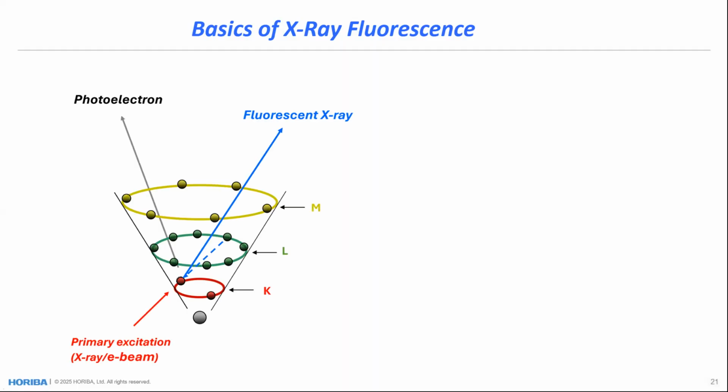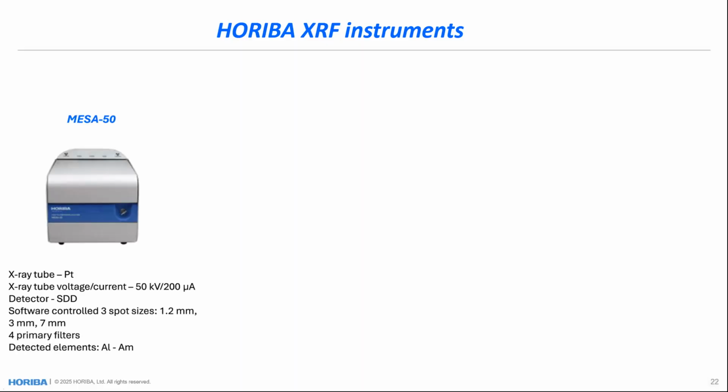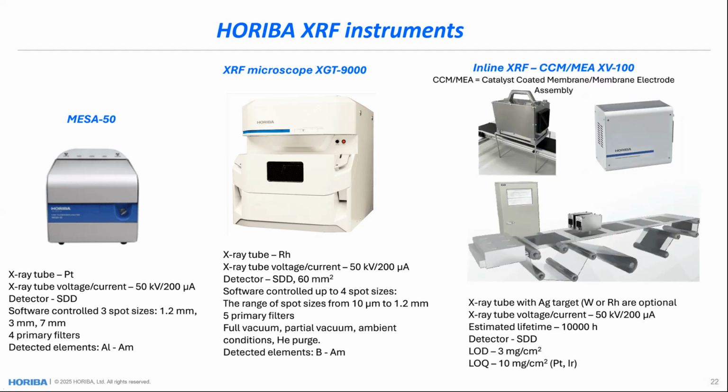Going a little further, Horiba makes several instruments for X-ray fluorescence. One of them is the MESO 50, a relatively portable instrument. It has a palladium tube, a generator up to 10 watts, and a CCD detector. It has three software-controlled spot sizes: 1.2 millimeters, 3 millimeters, and 7 millimeters. It has four integrated primary filters and can detect elements from aluminum to americium.